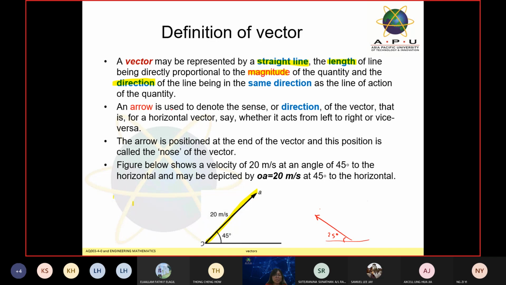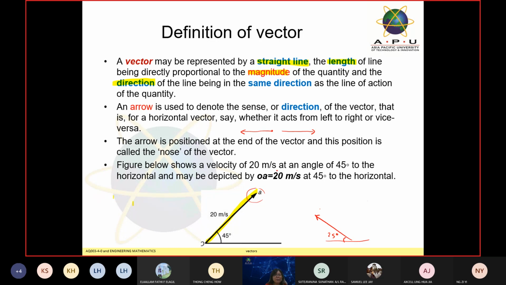The arrow is used to denote the sense or direction of the vector. For a horizontal vector, that is whether it acts from left to right or vice versa, so whether the arrow is pointing to the left or to the right. The arrow is positioned at the end of the vector, and this position is called the nose of the vector.